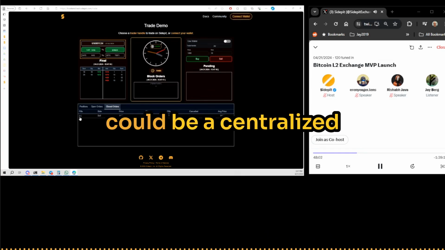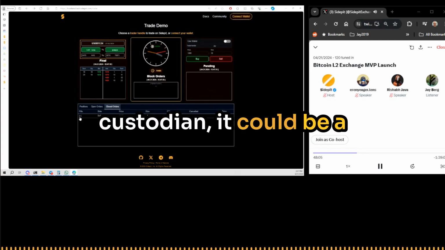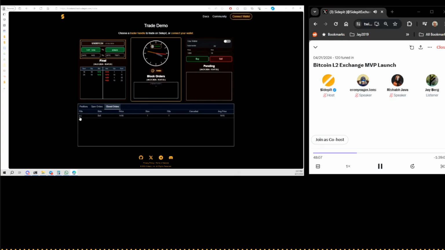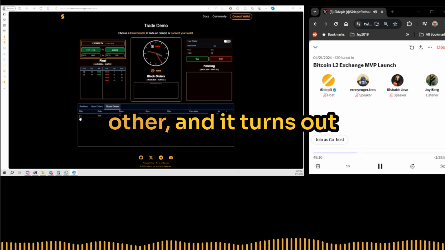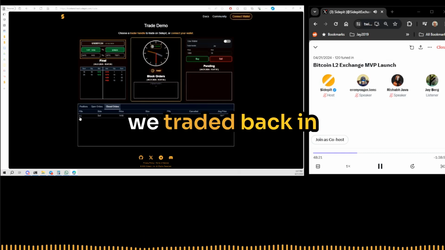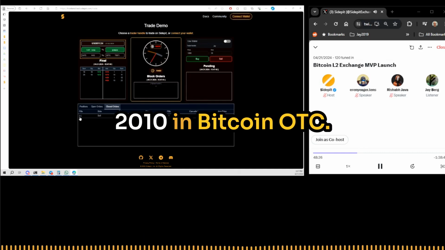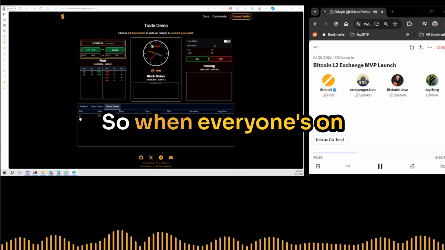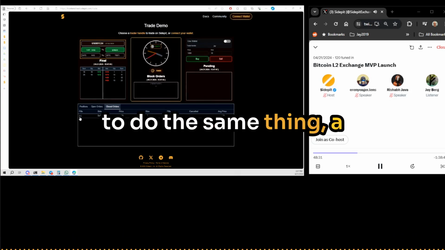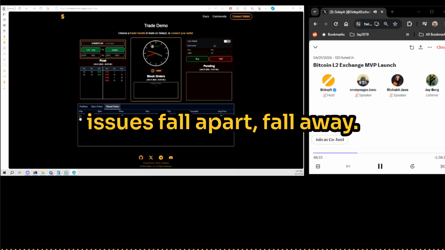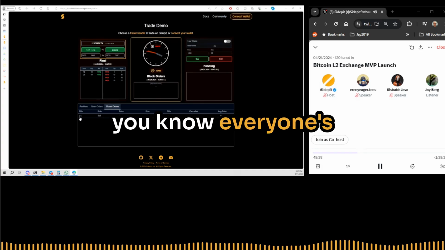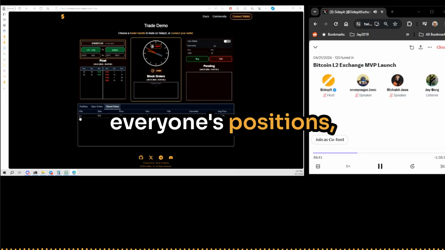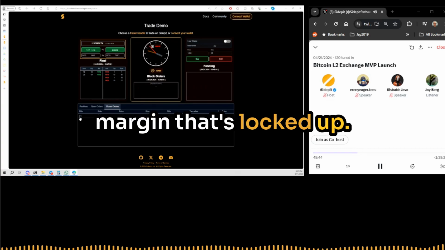So in some iterations, this could be a centralized custodian. It could be a federation, a multi-sig. At this point, what we're doing today is just trusting each other. And it turns out this is exactly how we traded back in 2010 in Bitcoin OTC. So when everyone's on the same page trying to do the same thing, a lot of these theoretical issues fall away. So what we're doing is, everyone's balances, everyone's positions, everyone's margin is locked up.